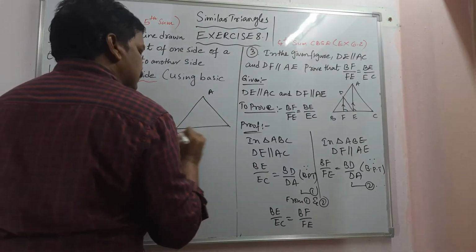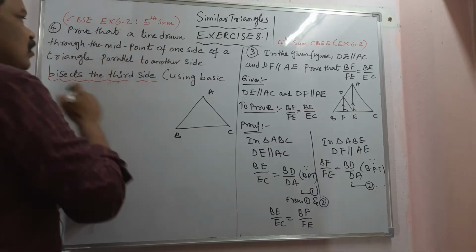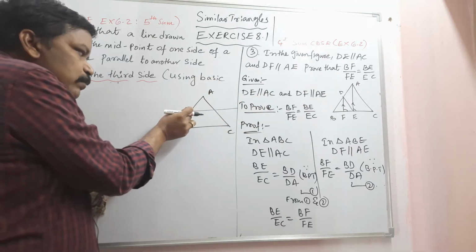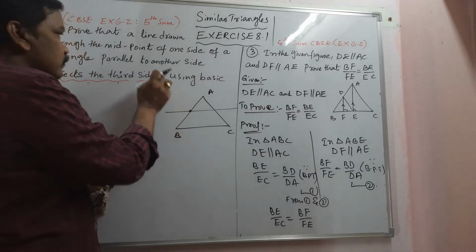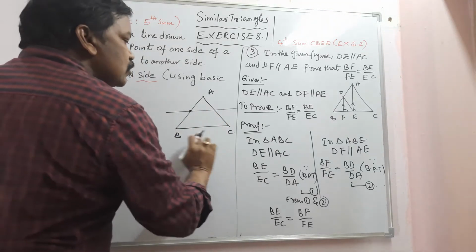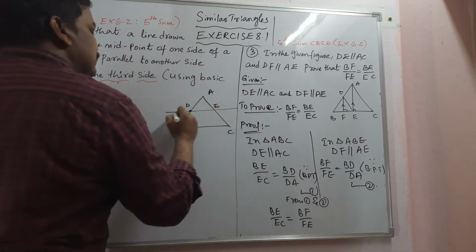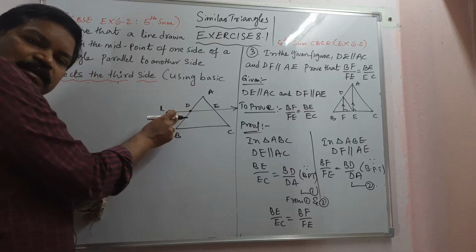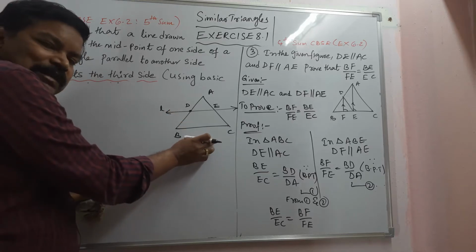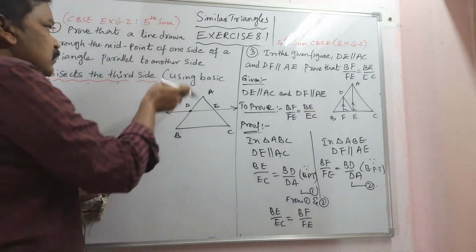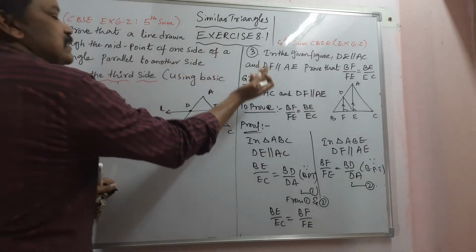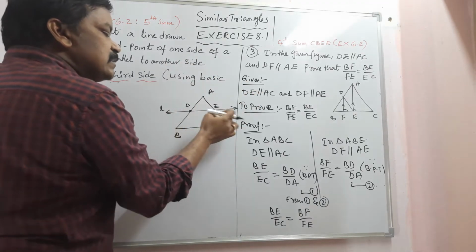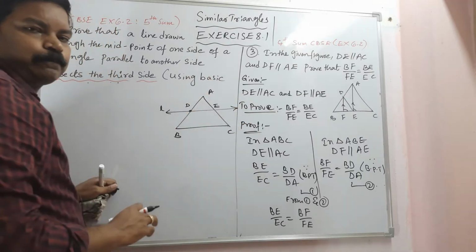Okay, let me explain here. See, a line drawn through a midpoint. This is the midpoint. A line drawn through the midpoint of one side of a triangle and parallel to another side. That means this line L is parallel to BC. And what is to be proved? It bisects the third side. That means it is bisecting AC, that is, AE and EC are equal. That means E is the midpoint.